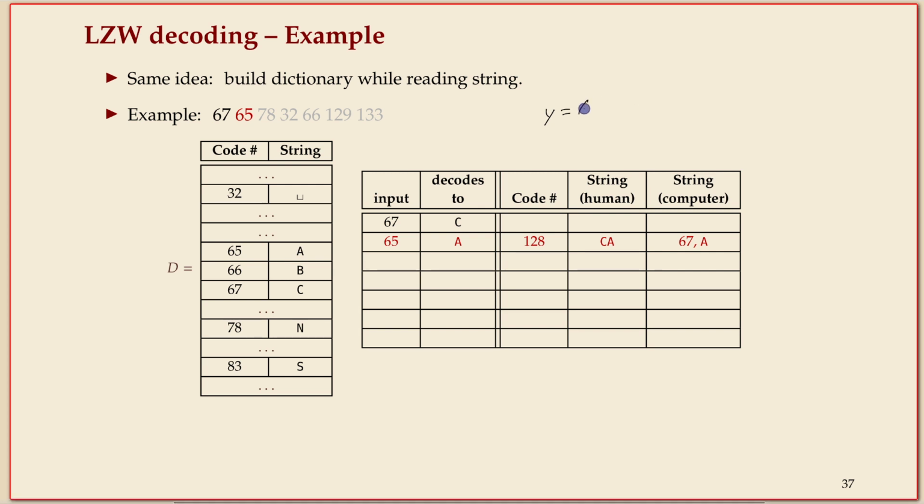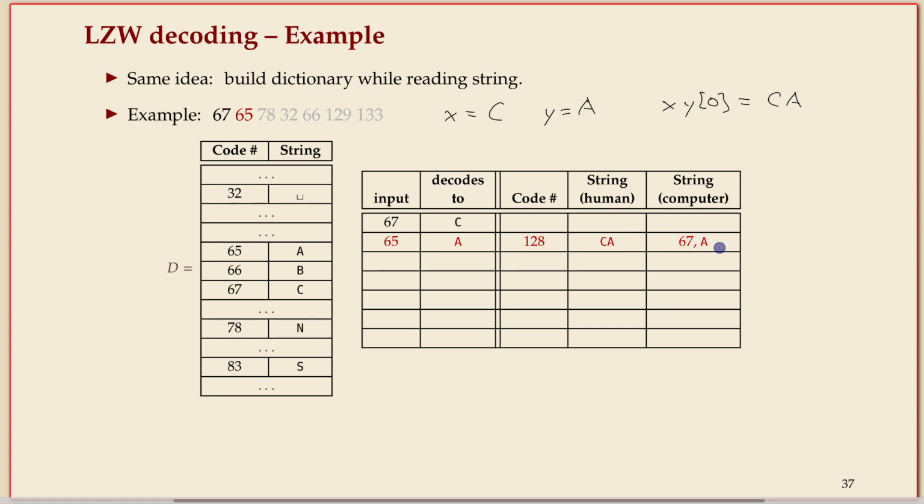Sorry, no, that's A. That's the new phrase. X is the previous phrase. That's C. And so we add X and the first character of Y to the dictionary. And that's what we do. Okay?